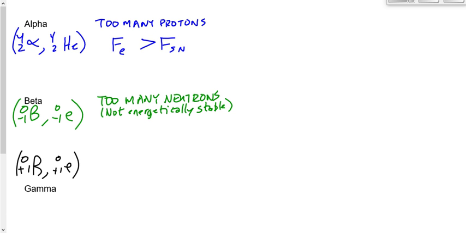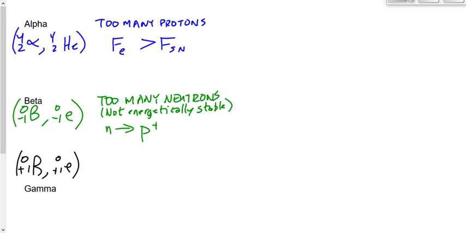If you've got too many neutrons, logically, you want to get rid of a neutron. But we can't just kick a neutron out of the nucleus easily. So what we're going to do is change a neutron. One neutron becomes, well, we want protons. We got too many neutrons relative to the number of protons. So let's change a neutron into a proton.